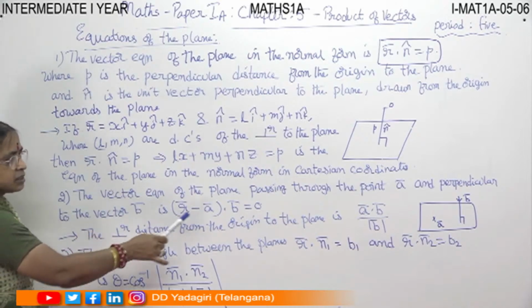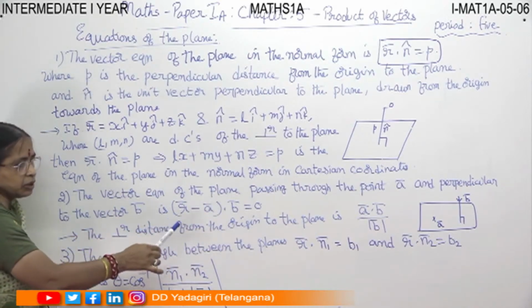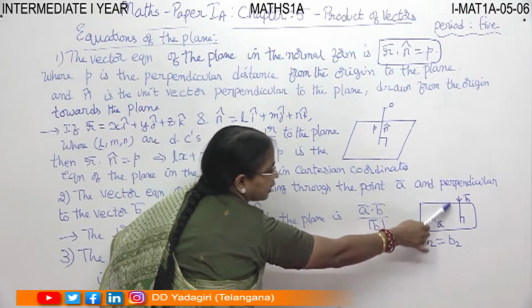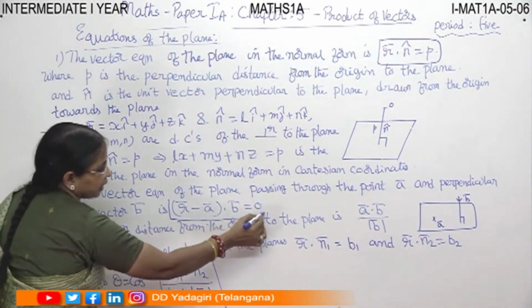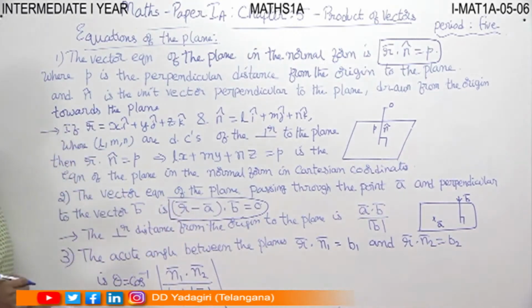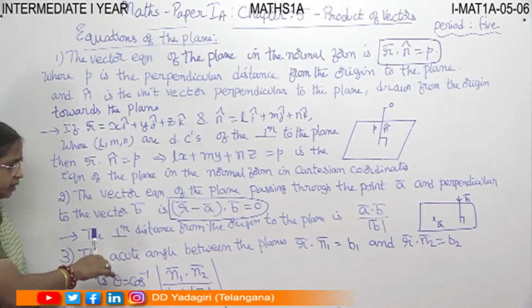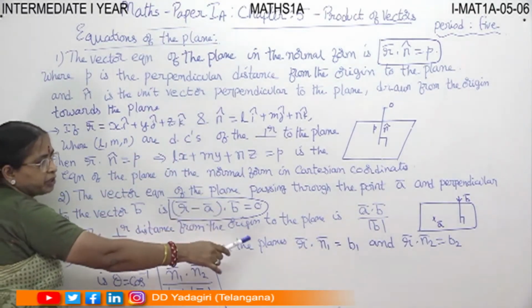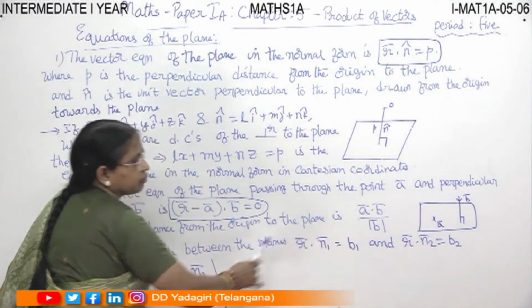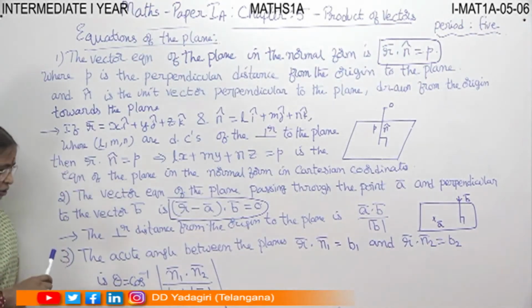Next, suppose the plane is passing through the point A and perpendicular to the vector B, then this is the equation. Equation of the plane is (R minus A) dot B is equal to 0. Now when you compare these two equations, in the place of P you will get this. So this is the length of the perpendicular from the origin to the plane.